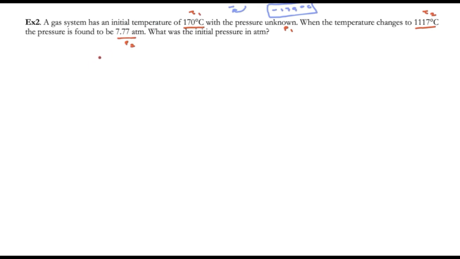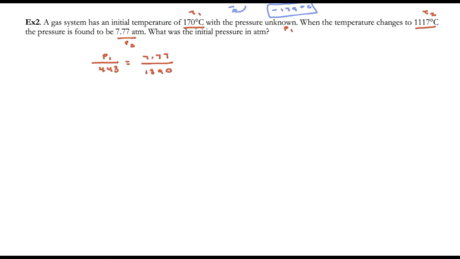So P1 over T1 equals P2 over T2. I don't know my P1, so I'm going to put it up top. I do know my T1, it's 170 degrees Celsius. So I need to take 170 and add 273 to that to get it into Kelvin. So I get 443. That equals my P2, which is 7.77, all over my T2. Well, my T2 is 1,117. I need to add to that 273 to get it into Kelvin, and I get 1,390 Kelvin.